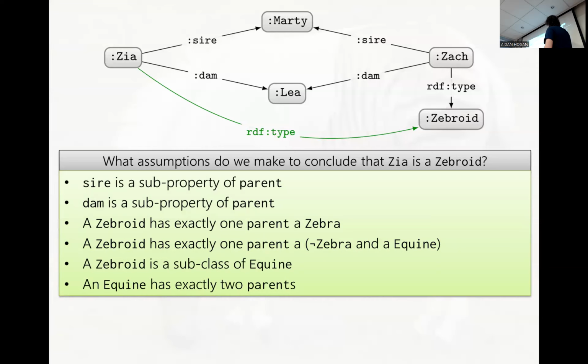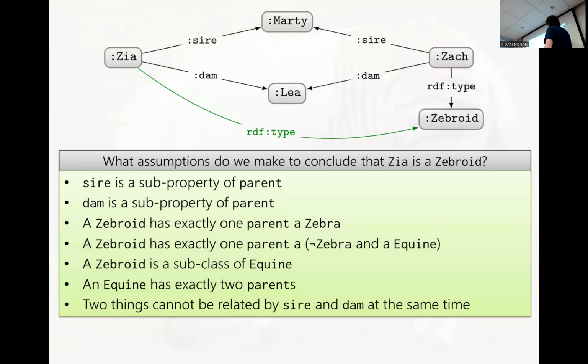There's still one possibility left, which is that these are 2 names for the same parent, and that there's this other parent elsewhere that we still haven't defined that would block our inference. So the last thing we need to define is some way to say that Marty and Leah are 2 different entities. They refer to 2 different animals. They're not 2 names for the same animal. So we finish with 2 things cannot be related by sire and dam at the same time. So we say that these properties are disjoint.